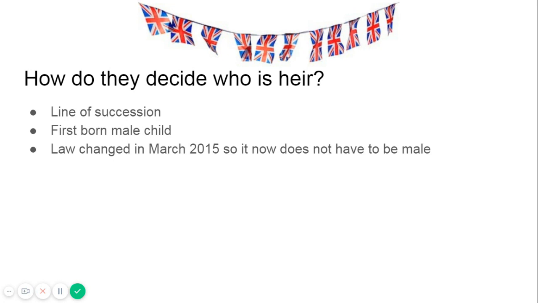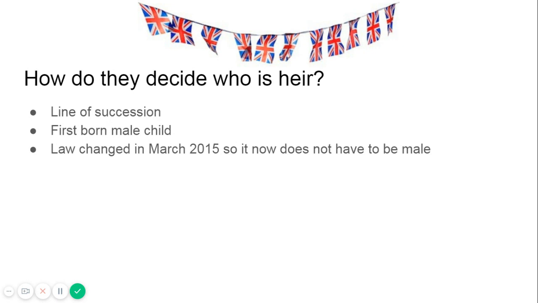So how do they decide whose heir? Can it be anyone? I wonder if I could be the heir to the queen. That would be cool. But there's actually something called a line of succession, which tells us who will be king or queen next. So traditionally in the past, it was always the king or queen's firstborn male child. So if the queen had children, it would be her firstborn male child. That might be you and your family, so you would be your parents' heir.